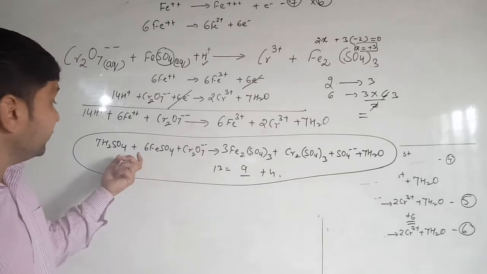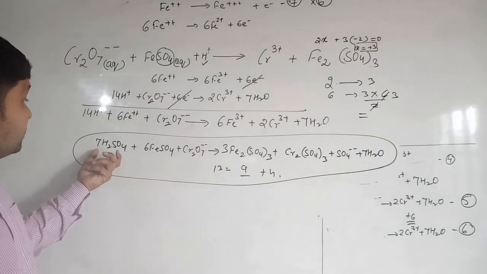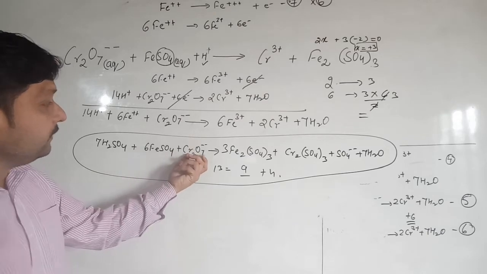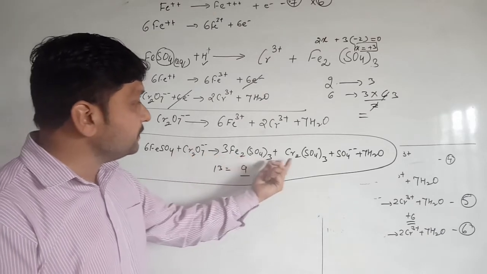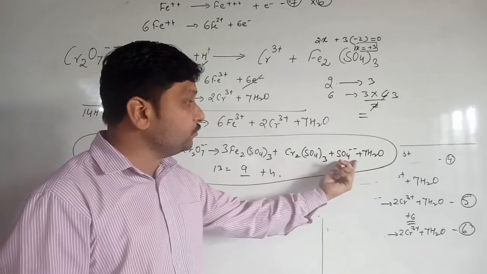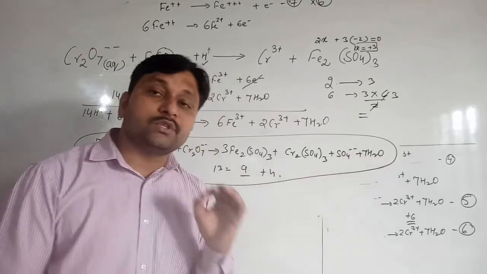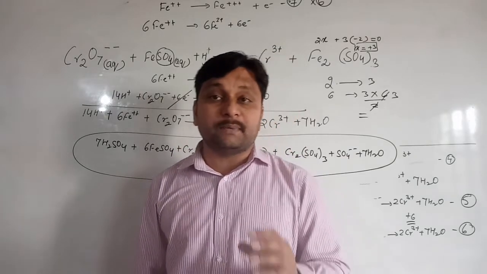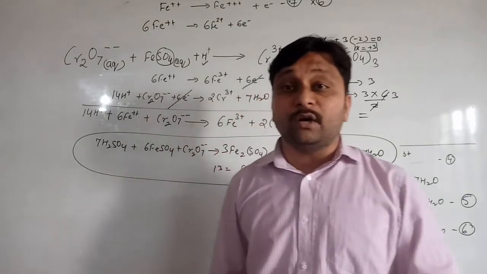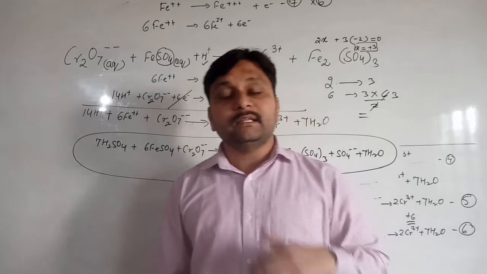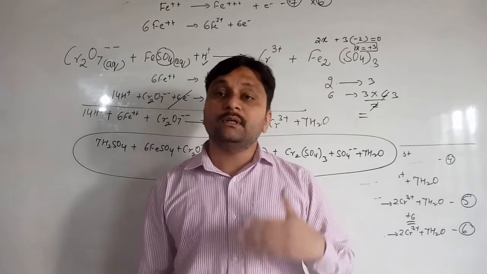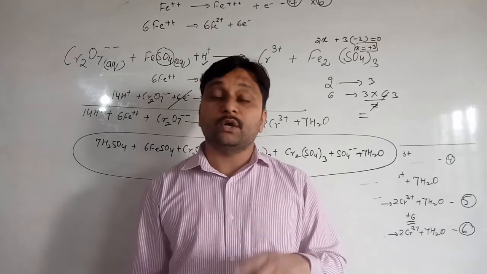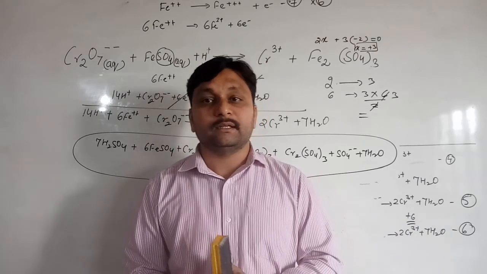So this is the balanced chemical equation in the molecular form, meaning 7H2SO4 + 6FeSO4 + dichromate ion → 3Fe2(SO4)3 + Cr2(SO4)3 + SO4 + 7H2O. So this is the balanced chemical equation, and this redox equation is balanced by the ion electron method. Clear? In the next video we will discuss the same topic, balancing of redox reactions, but by the oxidation number method. Clear? Thank you, students.